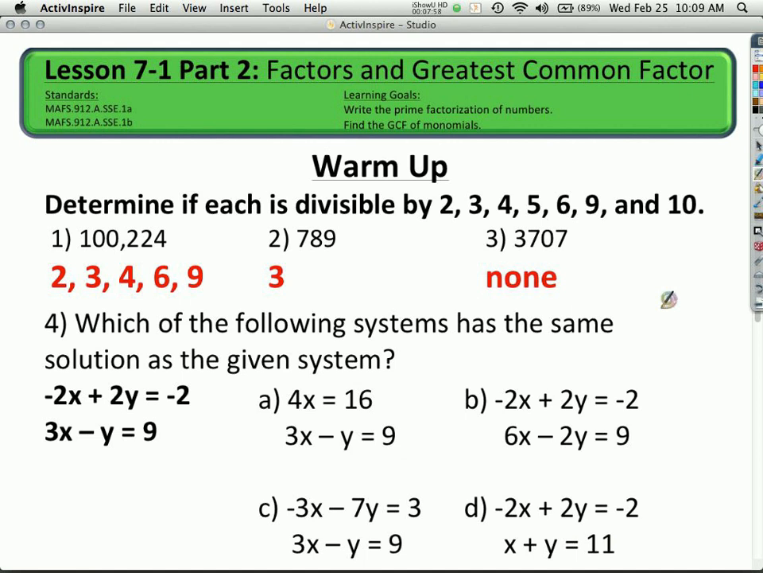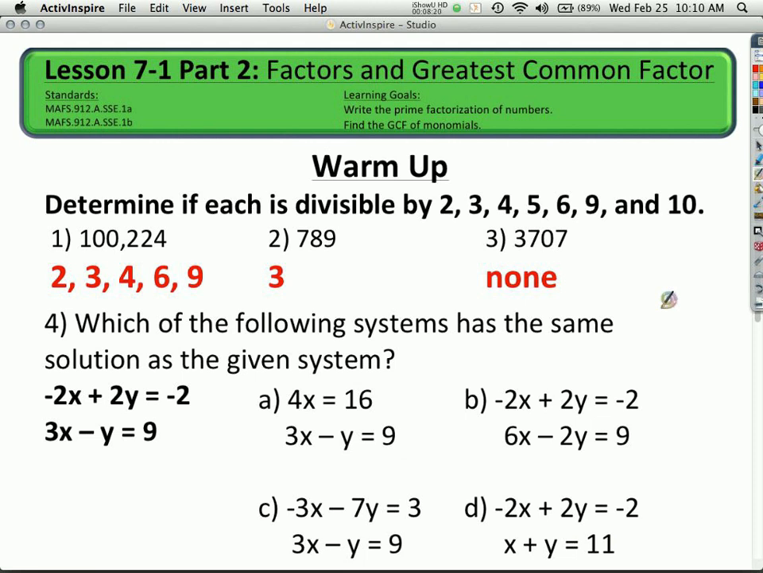So, my expectation was you were able to do all 3 of those off the top of your head, and it is my expectation for the next, well, let's just say the rest of your life. You will have no issue whatsoever determining whether or not a number is divisible by 2, 3, 4, 5, 6, 9, and 10.